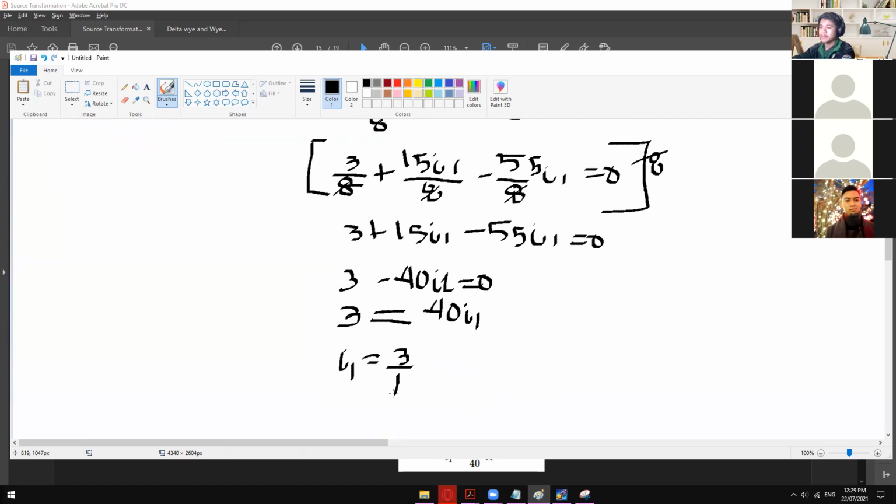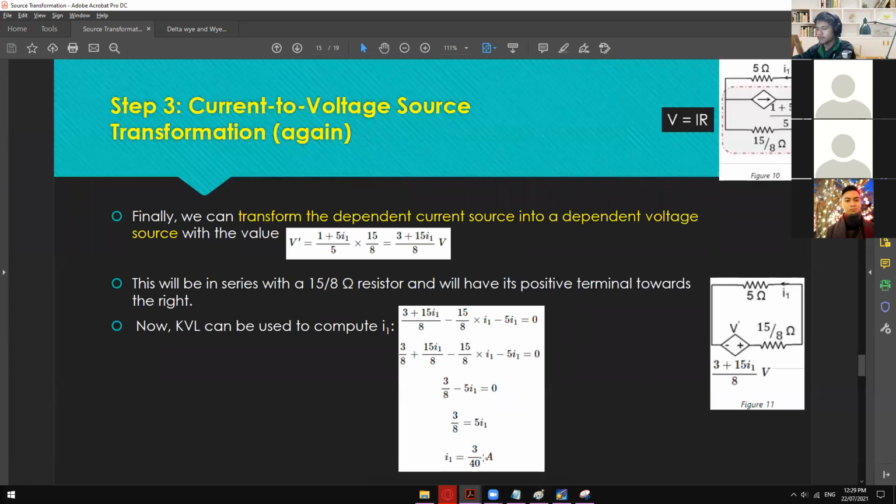3 divided by 40. So I sub 1, what is written here? It's also a fraction, it seems. So let's see. There you go. We have the same result, which is 3 divided by 40 amps. Okay, so that is now the current that is flowing on this I sub 1 right here.